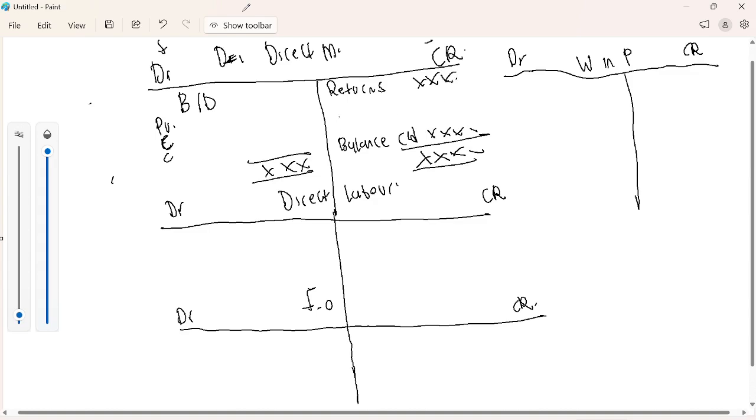What do I need here? This is my work in progress. We know it's the raw material issue, but you should write work in progress because this amount is the one that we're going to take to the work in progress, right? So we're going to say this amount minus this, and the answer that you're getting is going to be your work in progress. Number one, highlighted, right?